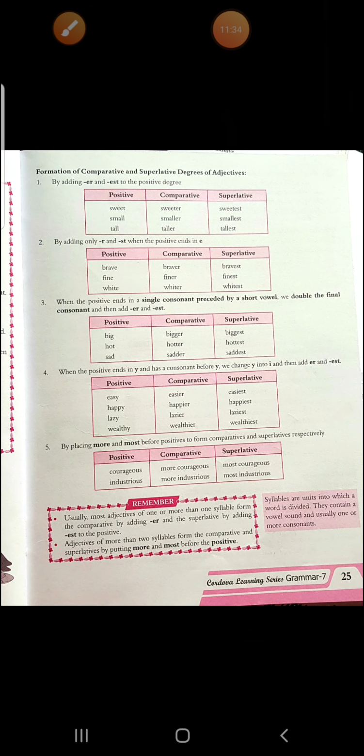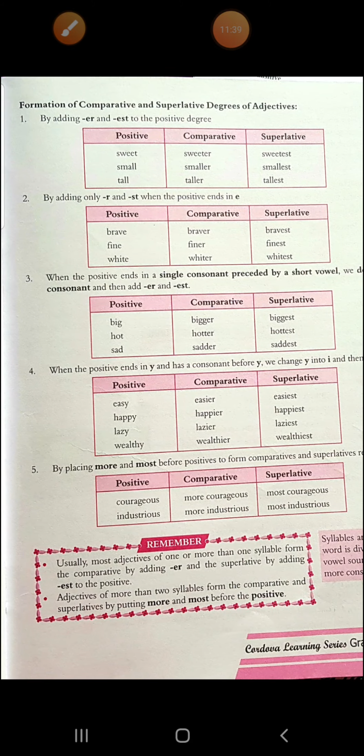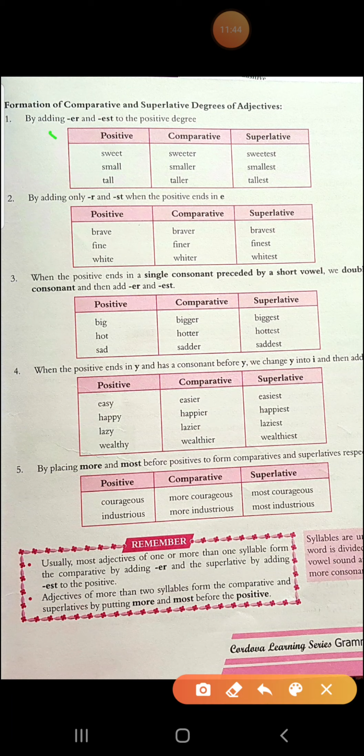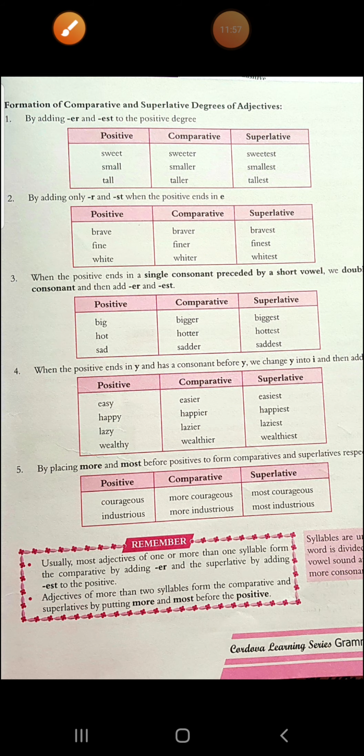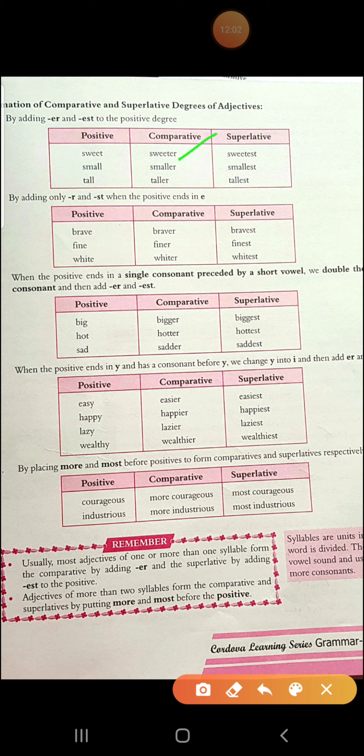Now see here, how can we form comparative and superlative degrees of adjectives? How can we form it? See, we can form by adding ER and EST to the positive degree. If we add ER, it becomes comparative degree, and when we add EST, it becomes superlative degree. See, sweet becomes sweeter, sweetest, small becomes smaller, smallest, tall becomes taller, tallest.